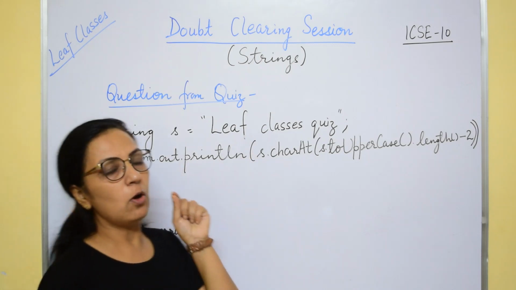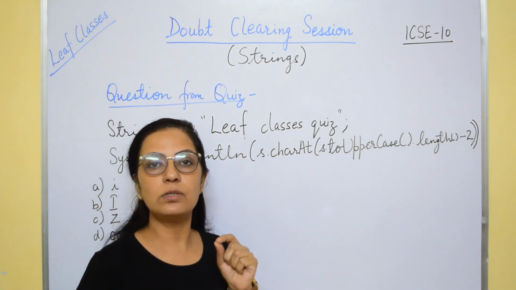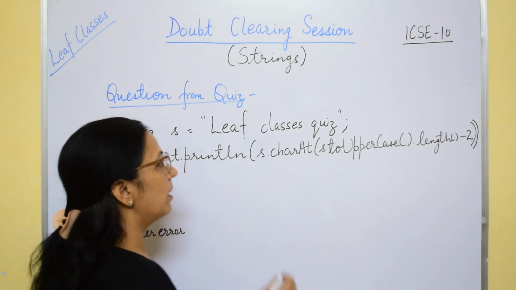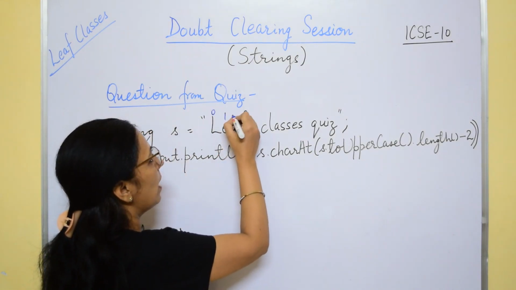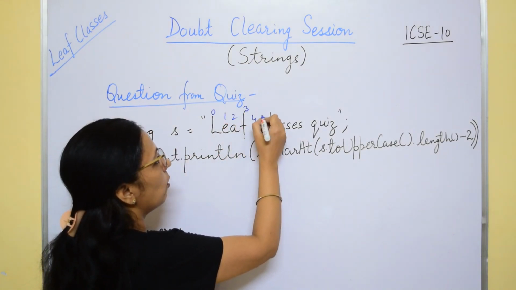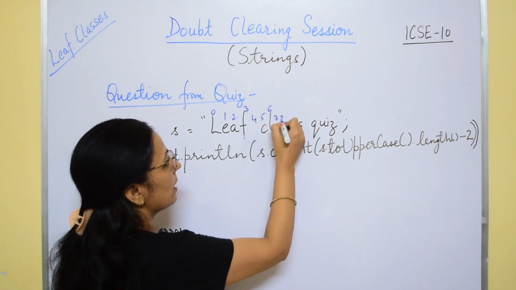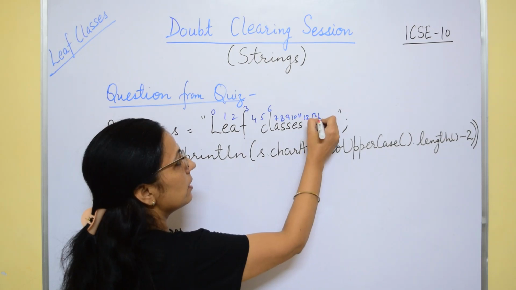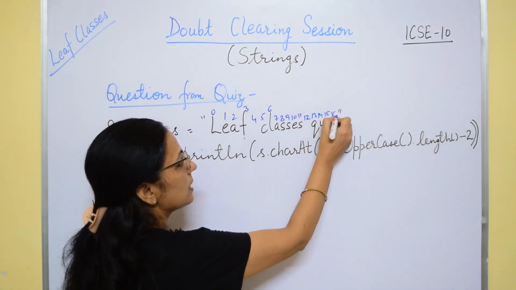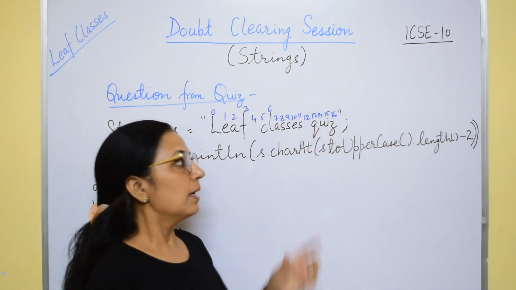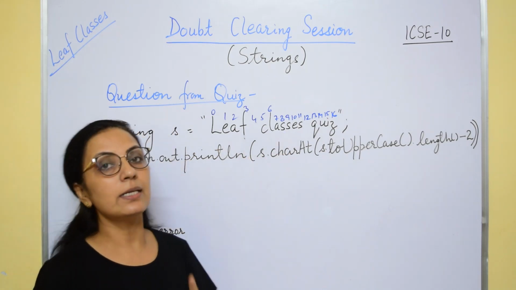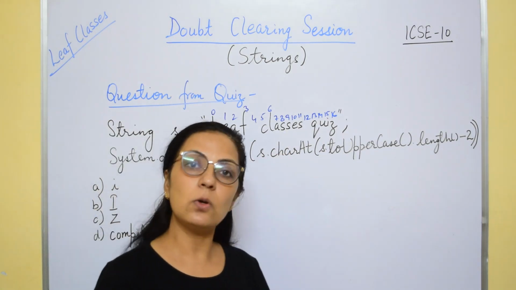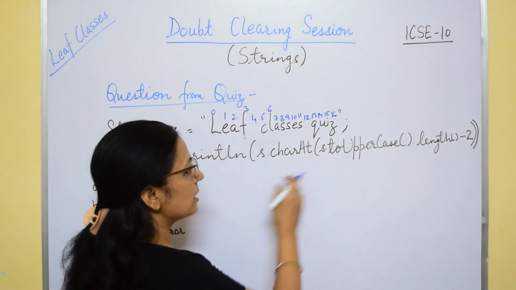First, I told you, always whenever we do string programs, you put the index numbers. So it is 0, 1, 2, 3, 4, 5, 6, 7, 8, 9, 10, 11, 12, 13, 14, 15, 16. So the length of this string is 17. The index numbers are from 0 to 16. So let us solve it.